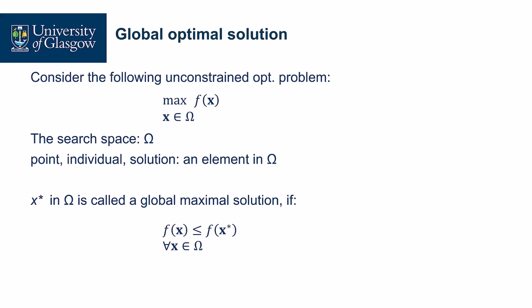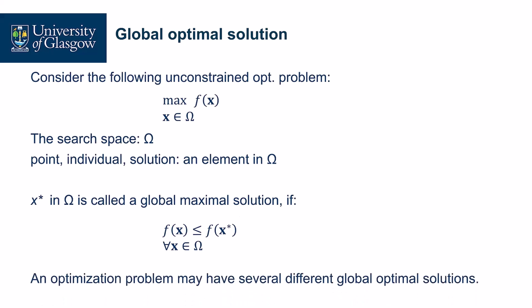An optimization problem may have more than one global optimal solution. For example, for the sine function, if we cut a piece, we can find multiple global maximum or global minimum solutions, right? Consider we do maximization or minimization. So this is the concept of a global optimal solution.